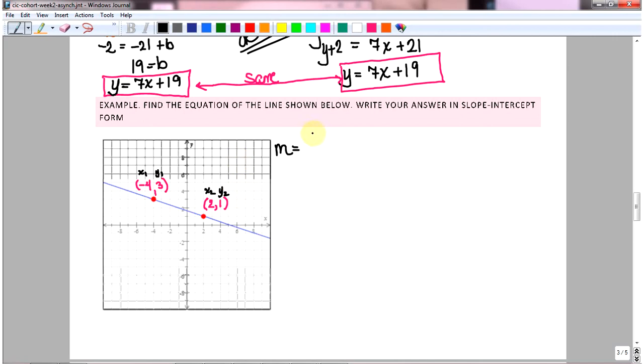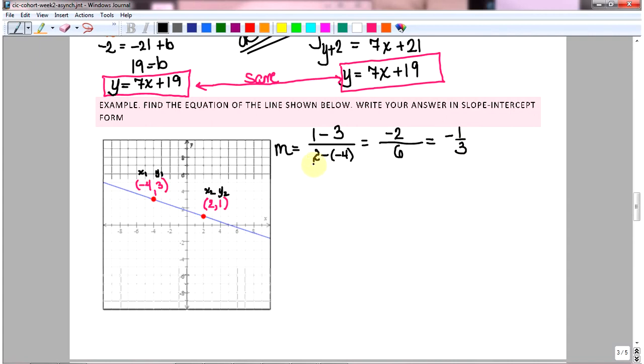So my slope will equal 1 minus 3 divided by 2 minus a -4. Okay, so simplifying, we get a -2 in the numerator. 2 minus a -4 is the same as 2 plus 4, which is 6. So -2 over 6 will simplify to -1 over 3. Okay, so now that we have our slope, we're ready to get the equation of our line.